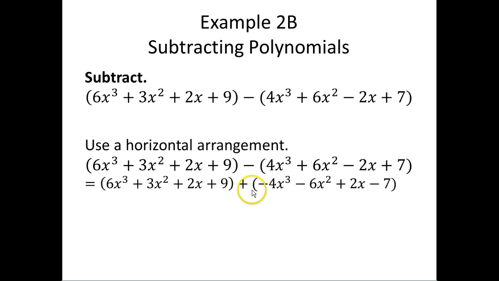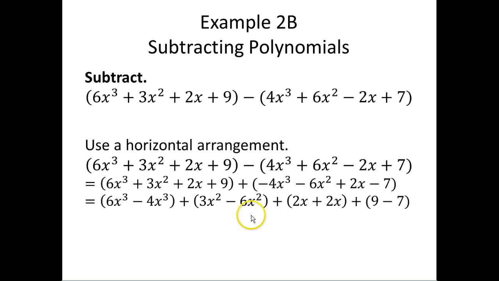So I'm adding the opposite of 4x cubed, which is negative 4x cubed. The opposite of 6x squared is negative 6x squared. The opposite of negative 2x is positive 2x. And the opposite of positive 7 is negative 7. So once again, like I did before, I combine up my like terms.